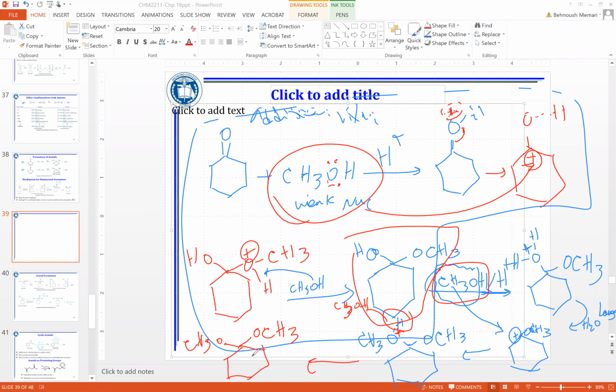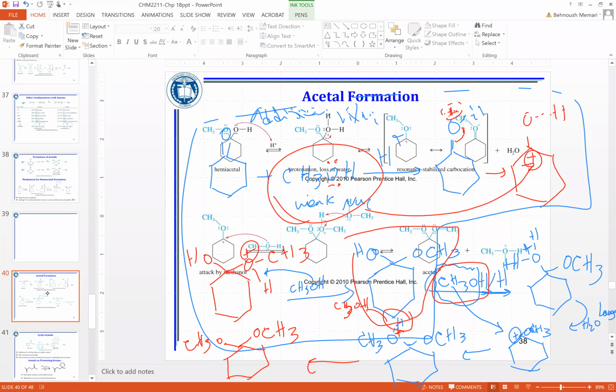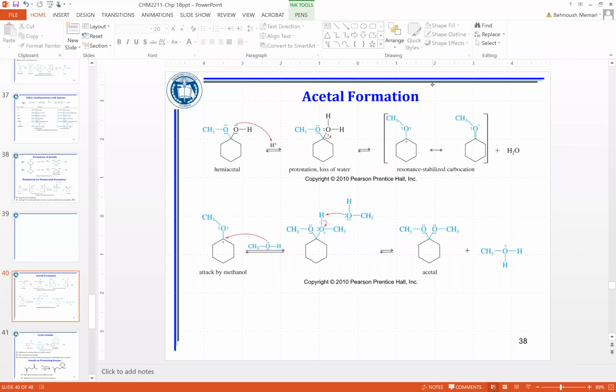Step 1, protonation. Step 2 is addition of the alcohol. Step 3 is protonation of the OH. And then step 4 is going to be a substitution reaction. So you end up with acetal as the final product. So when you have the hemiacetal, you protonate the OH, it changes to H2O, H2O leaves, you have a carbocation, and then the next molecule of the alcohol is going to come in and form the acetal, but you have to remove the H plus.